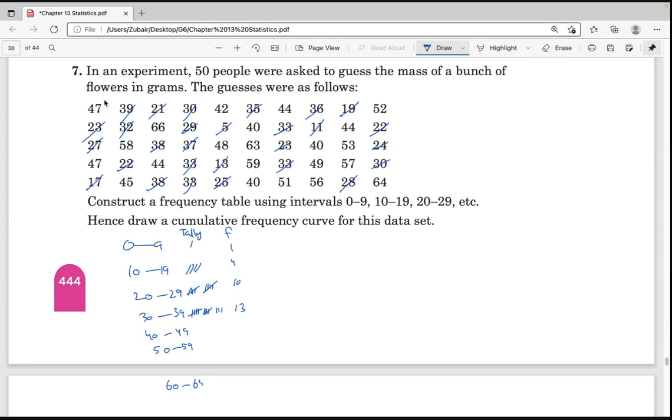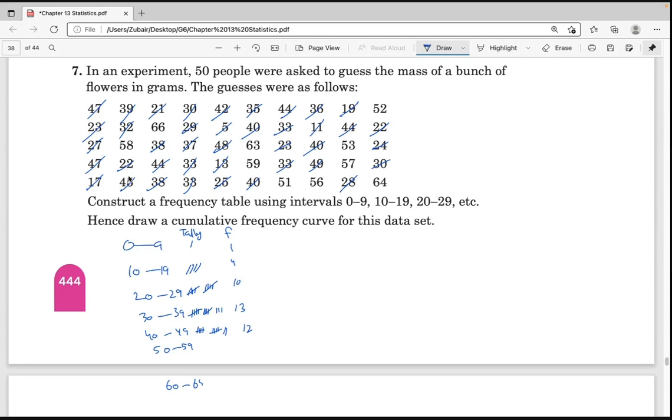Then 40 to 49: 1, 2, 3, 4, 5, 6, 7, 8, 9, 10, 11, 12, and again 1, 2, 3, 4, 5 and 12.